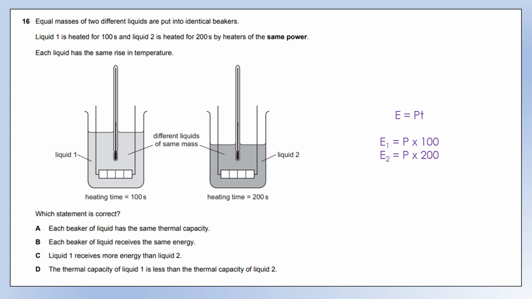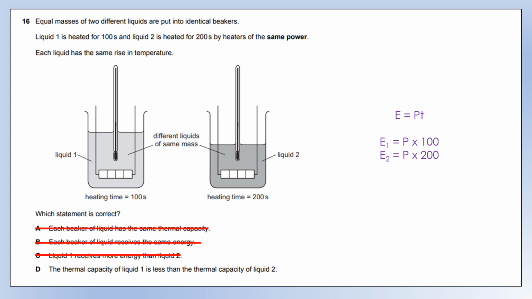the second one has, because we've had the same power for different amounts of time. So the first one has achieved the temperature with a smaller amount of energy. So they can't have the same thermal capacity, because we've supplied a smaller amount of energy and got the same temperature change, and we've got the same mass. Each beaker does not receive the same amount of energy. The second beaker gets twice as much.